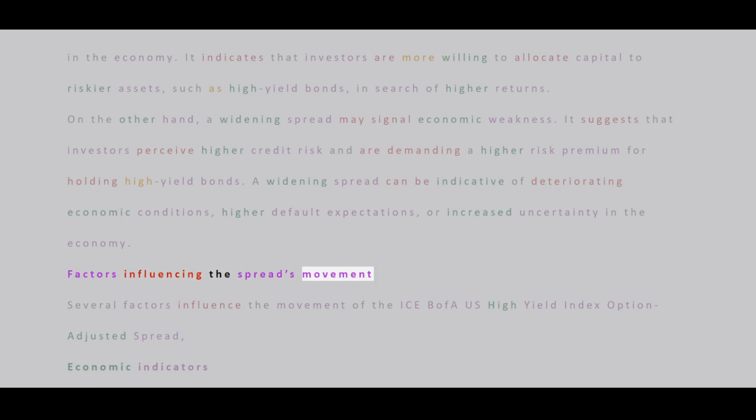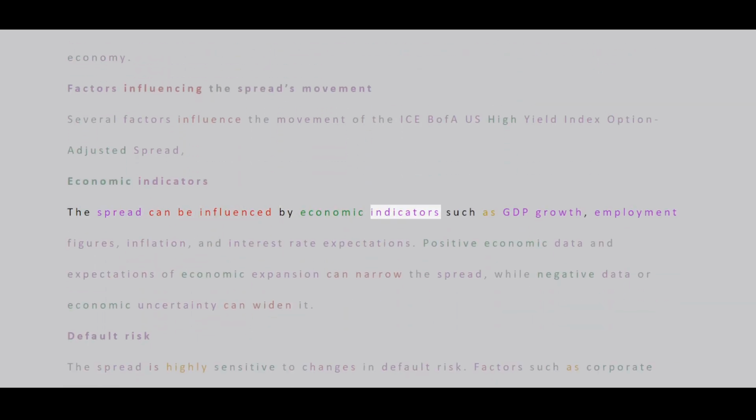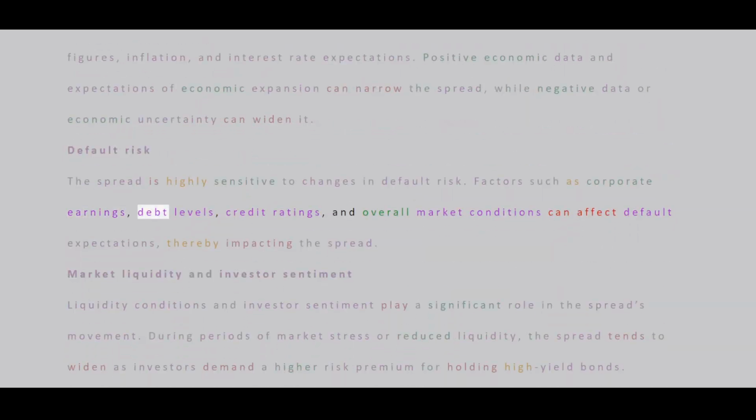Factors influencing the spread's movement. Several factors influence the movement of the ICE BofA U.S. High-Yield Index Option-Adjusted Spread. Economic indicators. The spread can be influenced by economic indicators such as GDP growth, employment figures, inflation, and interest rate expectations. Positive economic data and expectations of economic expansion can narrow the spread, while negative data or economic uncertainty can widen it. Default risk. The spread is highly sensitive to changes in default risk. Factors such as corporate earnings, debt levels, credit ratings, and overall market conditions can affect default expectations, thereby impacting the spread. Market liquidity and investor sentiment.